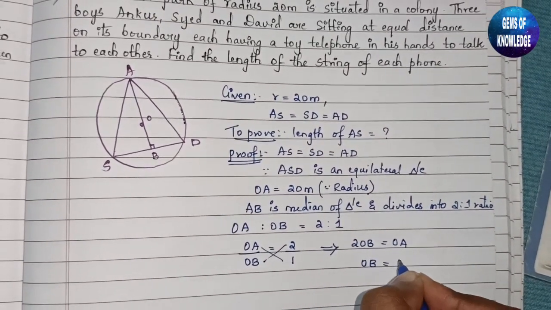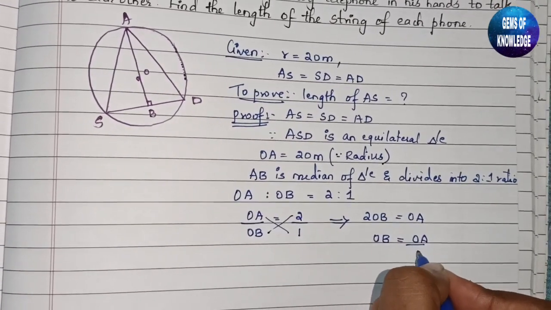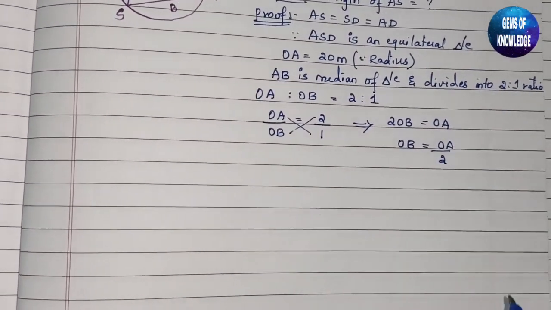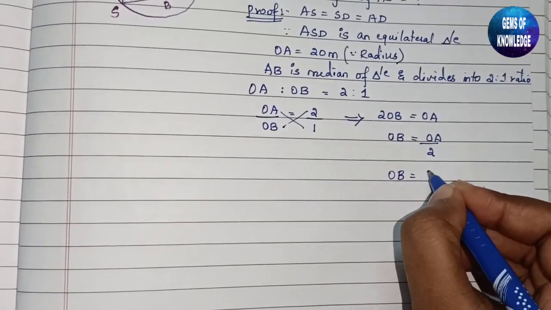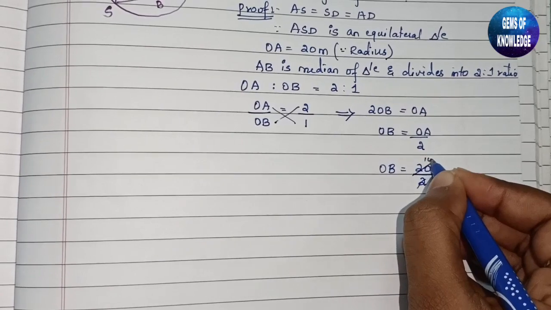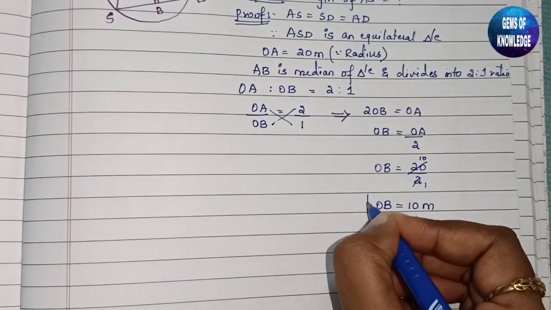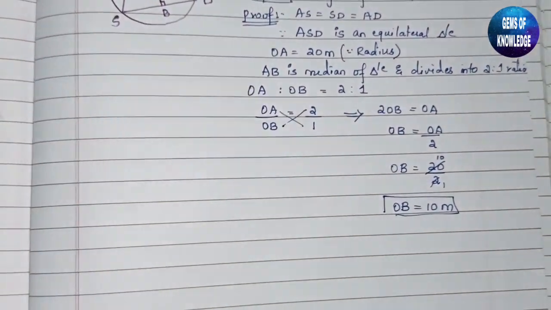OB is equal to OA divided by 2. If you bring this 2 to this side, it will become divided by 2. So OB is equal to the OA value we know, that is 20 meter, already given, divided by 2. 2 ones are 2, 2 tens are 20. So OB we got as 10 meter.